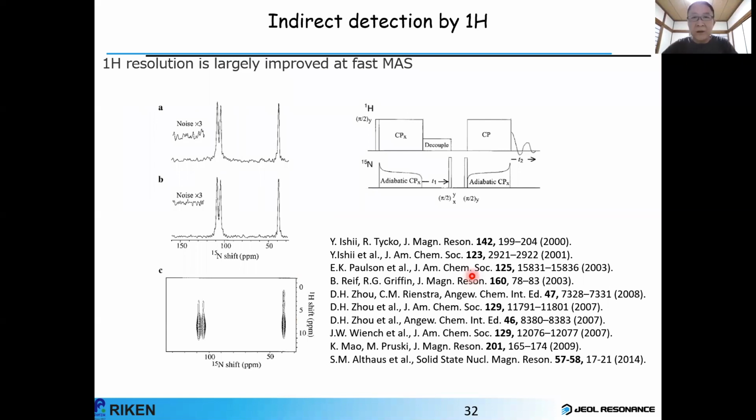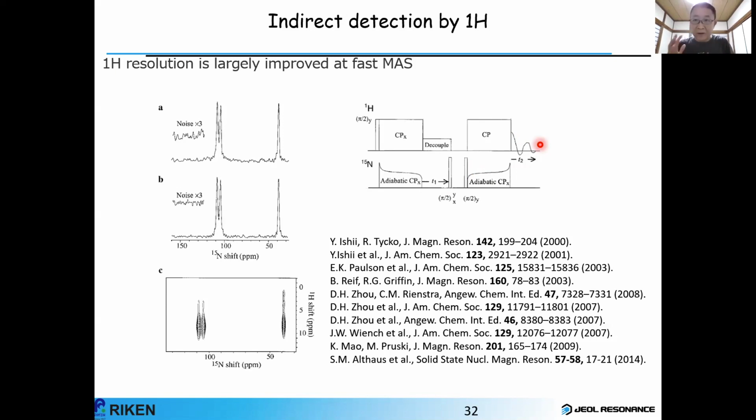So here is another example of a proton detected experiment, a heteronuclear experiment. It is a simple experiment, just proton to nitrogen-15 cross polarization. And typically we directly observe the nitrogen or carbon NMR spectrum here. But in the case of indirect detection, we convert this magnetization back to proton and we observe the proton NMR spectrum. From that, we can obtain the 2D heteronuclear correlation experiment.